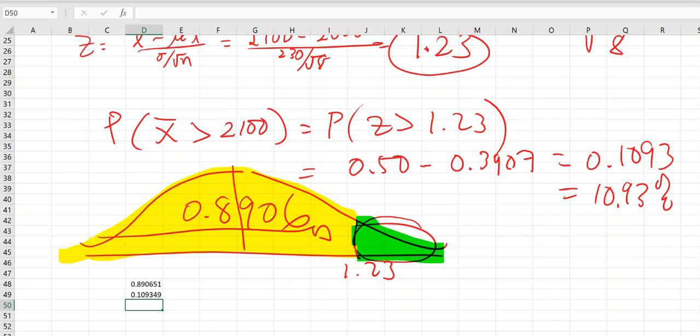All right. This is an example of using the central limit theorem and sampling means. And that's that.